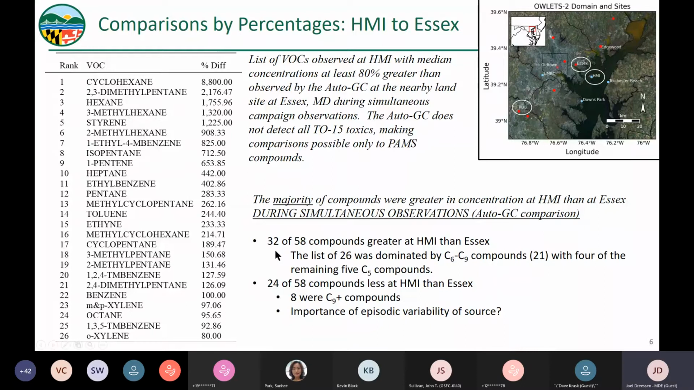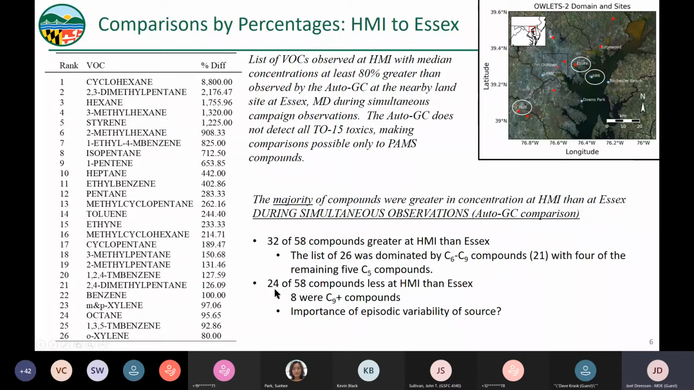Of the 32, there were 32 total. Of the 58 compounds, more were greater at Hart-Miller Island than at Essex. The list of 26 that were at least 80% higher is over here on the left. That list of 26 was dominated by C6 to C9 compounds, with 4 of the 5 remaining in C5 compounds. So that's kind of the gasoline range. Not necessarily all from gasoline, but that is the gasoline range.